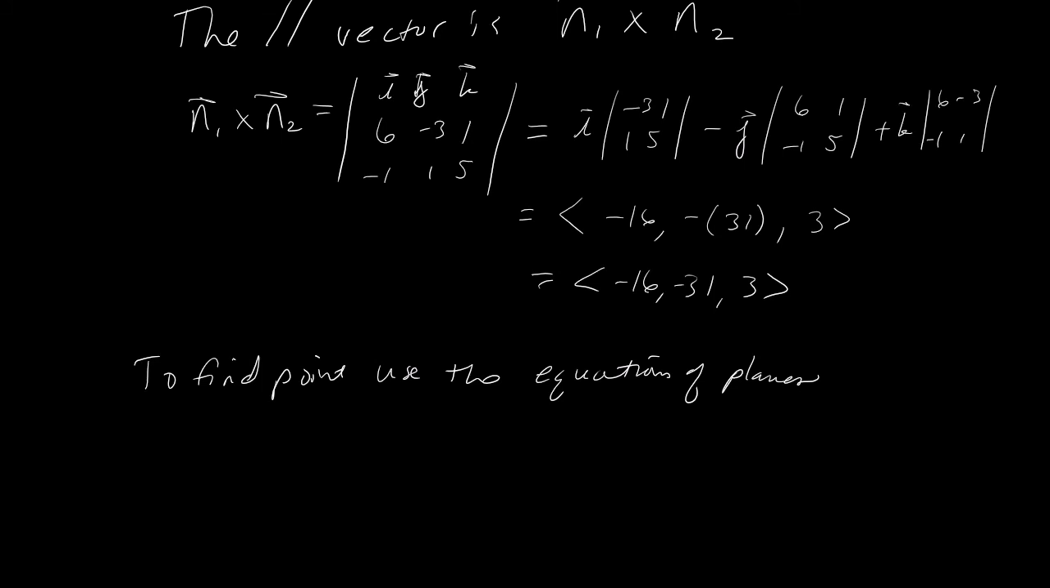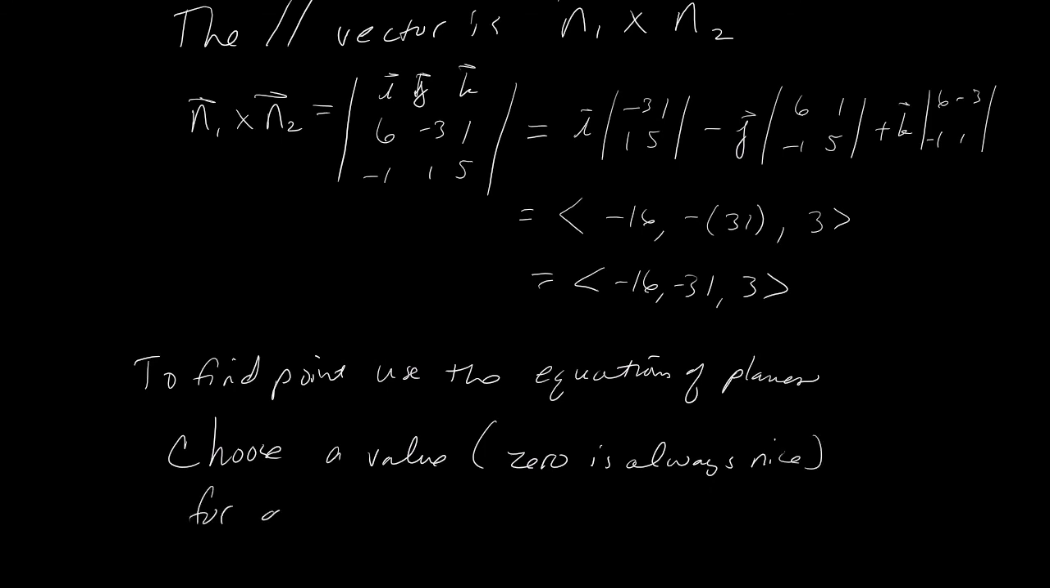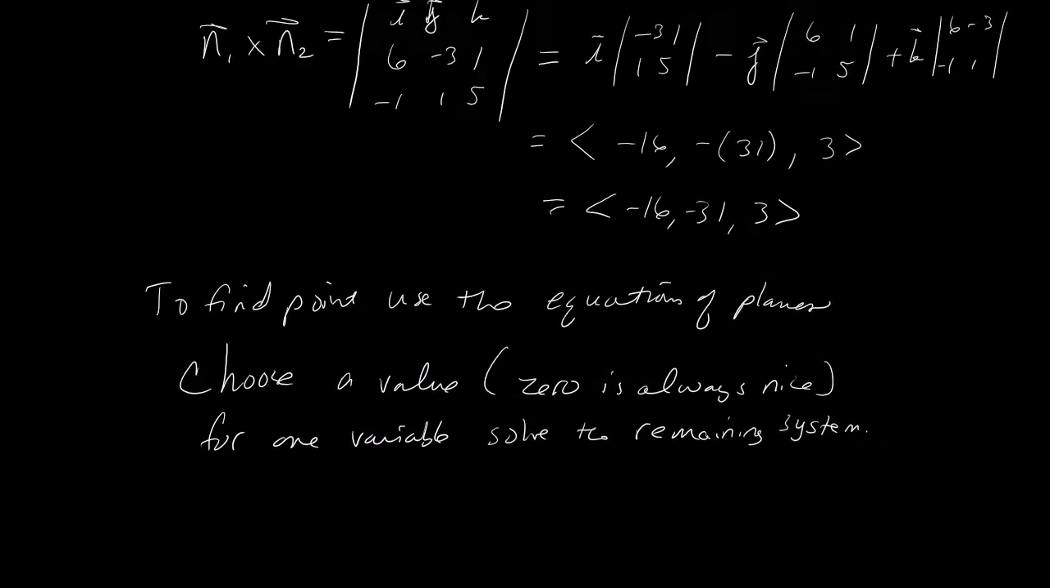So how do we do that? Well, we're going to choose a value for one of the variables. So let's choose a value. 0 is always nice. For one variable, and then we'll solve the remaining system of equations to find the other two variables.